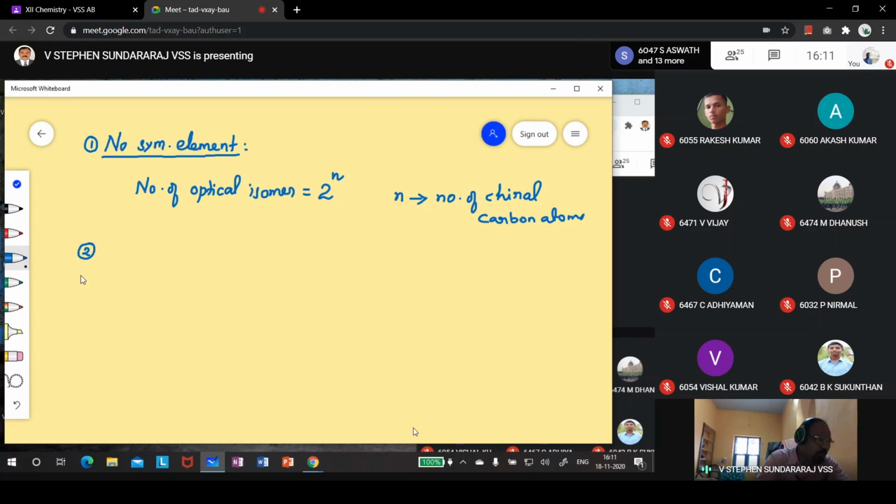The second one is when the molecule is symmetric, that is, it has a symmetry element.